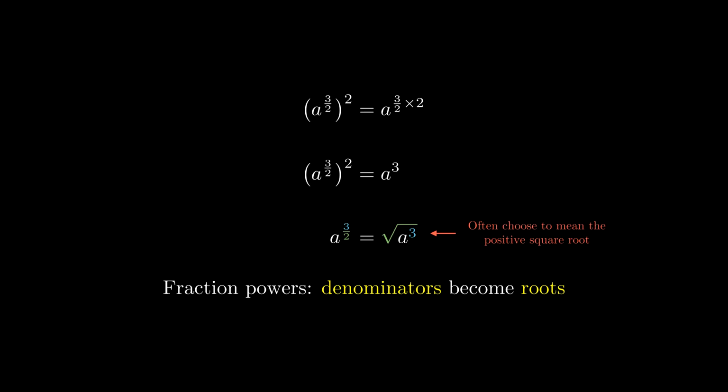Okay, and if the 2 was any other number, it would be a higher root. So a 3 down the bottom would be a cube root. A 5 down the bottom would be a 5th root, and stuff like that. But for a fraction power, the top number stays as a normal power, the bottom number becomes a root.